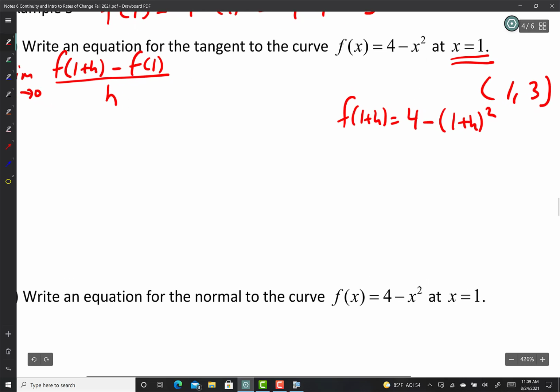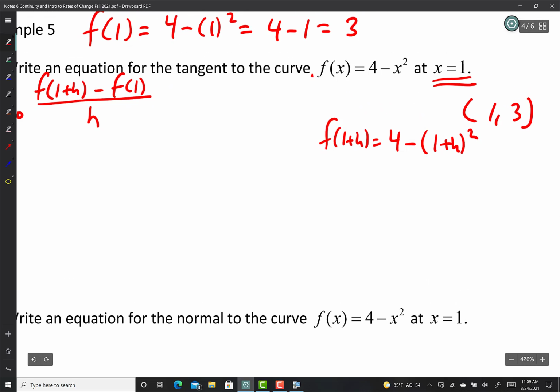Have I confused anyone? All I did was plug in 1 plus h in for x. It's because it says x squared here. So anytime you have, let me show you this, f of happy face equals 4 minus happy face squared. So whatever I type in inside my argument, if I plug in 1 plus h as an argument, then I got to type in 1 plus h wherever I see an x. So here we go.